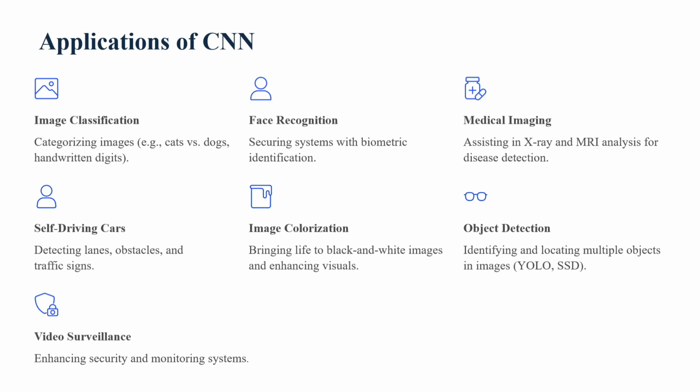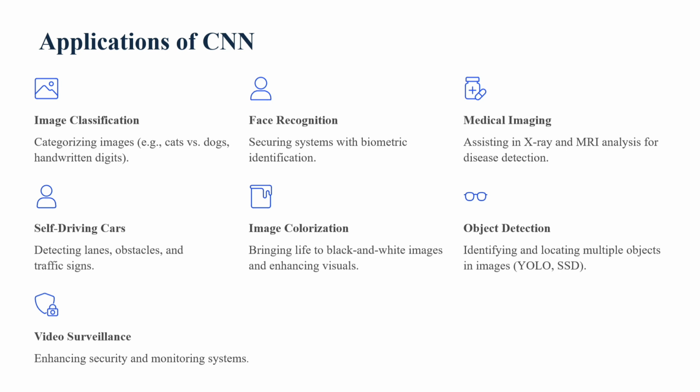Now let us look at different applications of CNNs. CNNs are used in many real-world areas because they are very good at understanding and processing images. First we have image classification. This means identifying what an image contains, for example, detecting if a picture has a cat, a dog, or a handwritten digit. CNNs learn patterns from millions of images and classify them accurately. Next is face recognition. CNNs help in biometric systems like phone unlock, attendance systems, and security cameras. They learn unique patterns of human faces to verify identity.